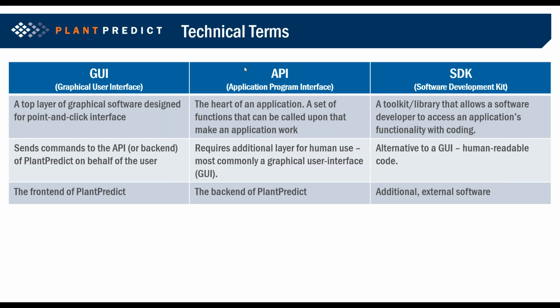And it typically requires an additional layer for humans to use, because for most of us out here, it's hard to interact with an API. And so that's where the GUI comes in. You put the GUI on top of the API, and those two work in tandem. And that can be thought of as the back end of PlantPredict.